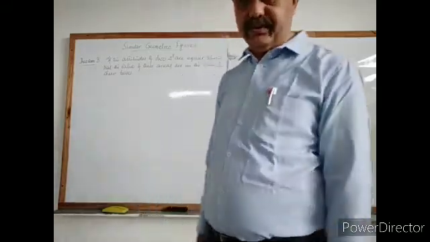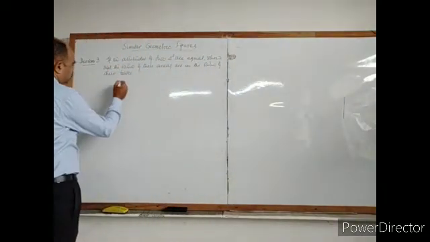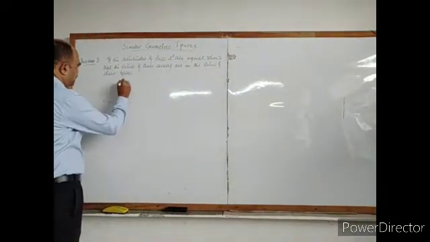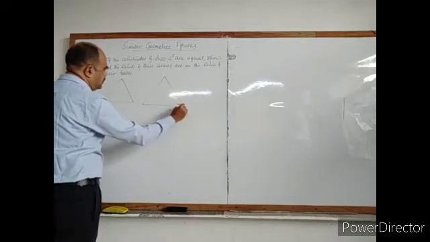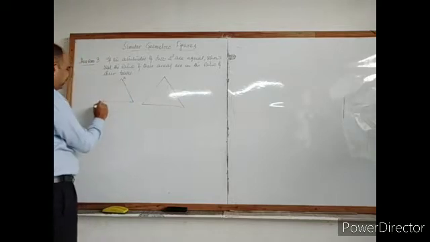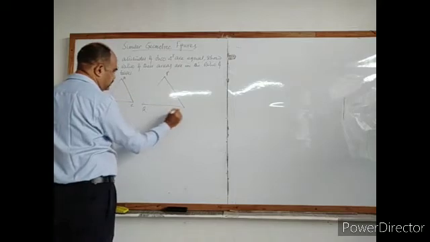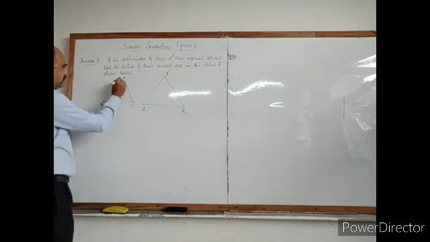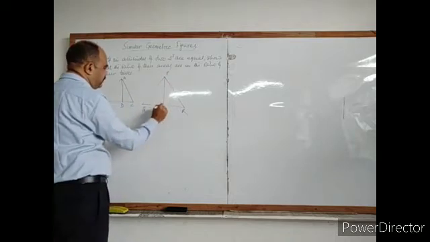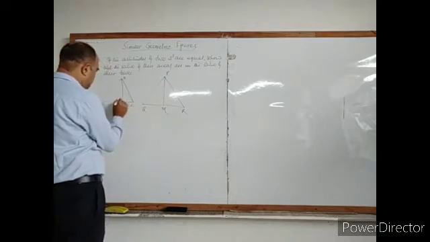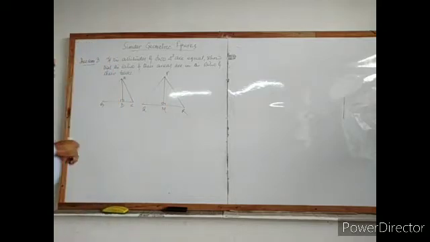If the altitudes of two triangles are equal, so that means we mark the two triangles. So this is one triangle and this is another triangle. Let us suppose this is ABC and this is PQR, right? Let us suppose this is altitude AD. The altitude makes 90 degrees.